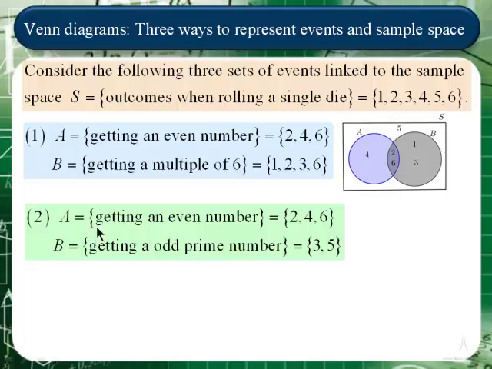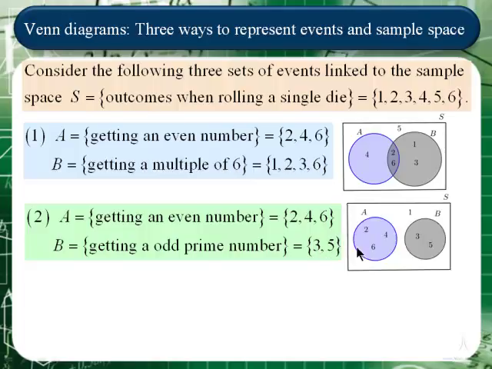In the second example, the event A is getting an even number, same as before, with the 3 outcomes 2, 4, and 6, while let B be the event getting an odd prime number, so this is then the set containing the elements or the outcomes 3 and 5. Remember, 1 is not a prime number, because a prime number must have 2 different divisors, namely 1 and itself.